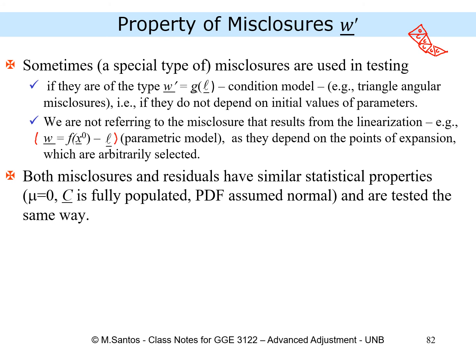Both misclosures and the residuals have similar statistical properties. They both have zero mean, their covariance matrix is fully populated, the probability density function is assumed normal, and they are tested in the same way.